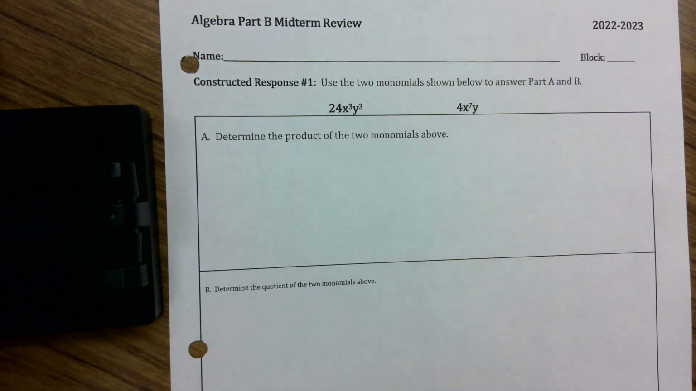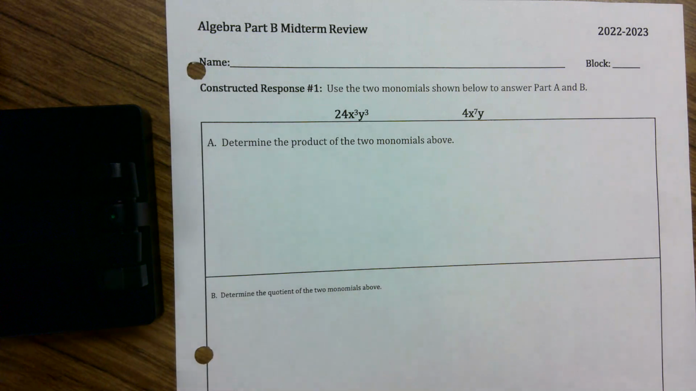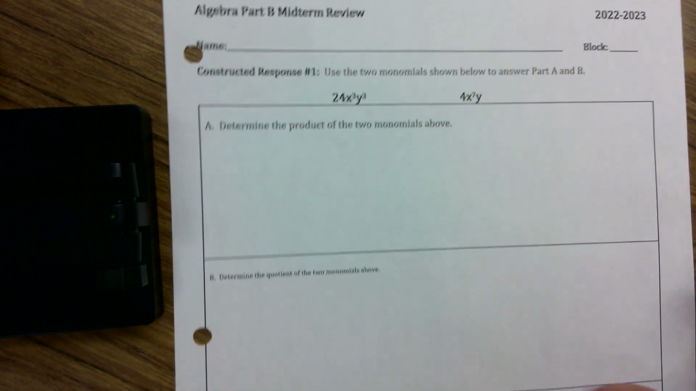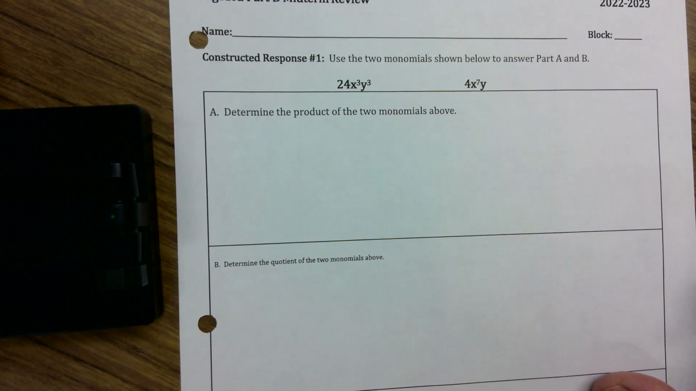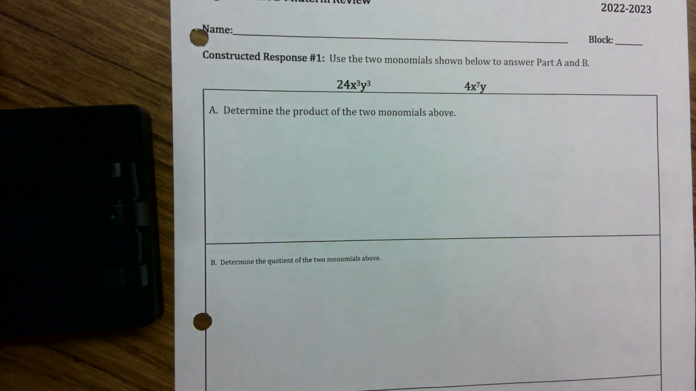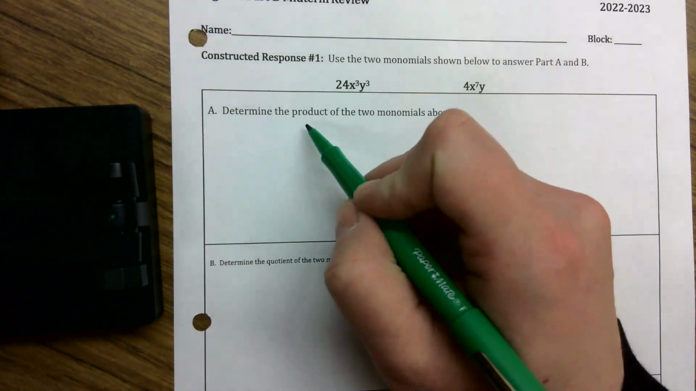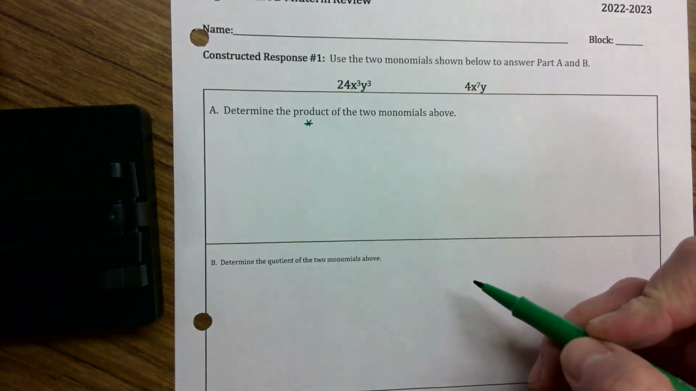All right, so for your constructed response, you're going to have two similar questions to this review. So here are some similar questions. Constructed response 1 says, use the two monomials shown below to answer part A and part B. Determine the product of the two monomials.